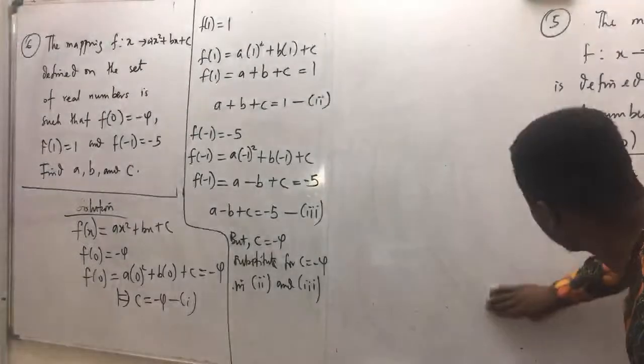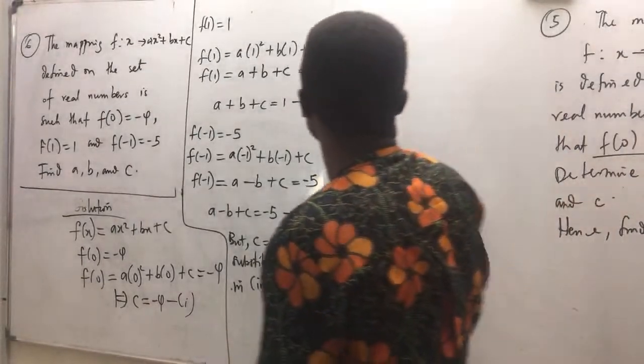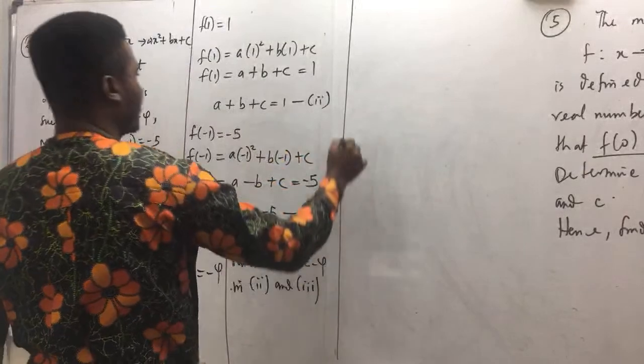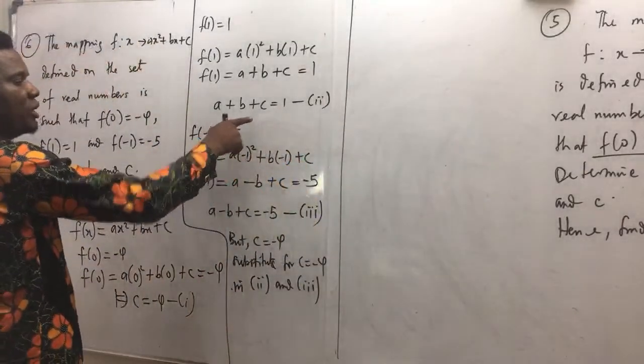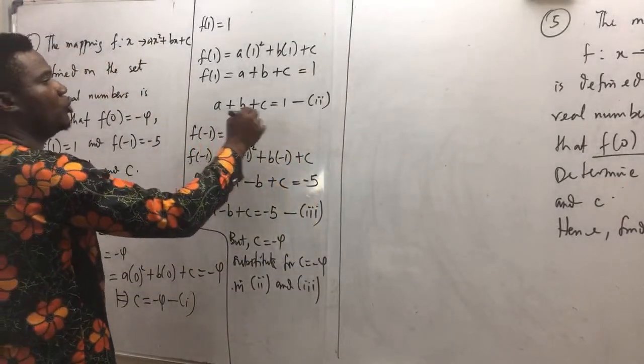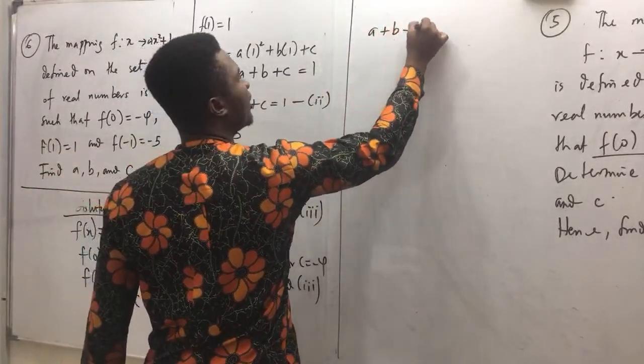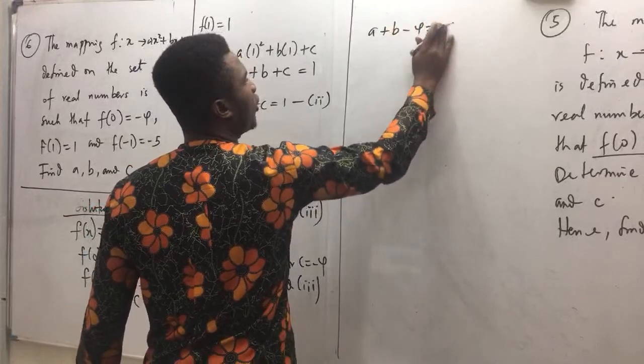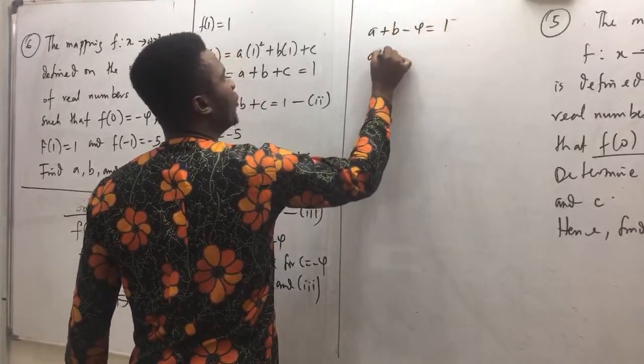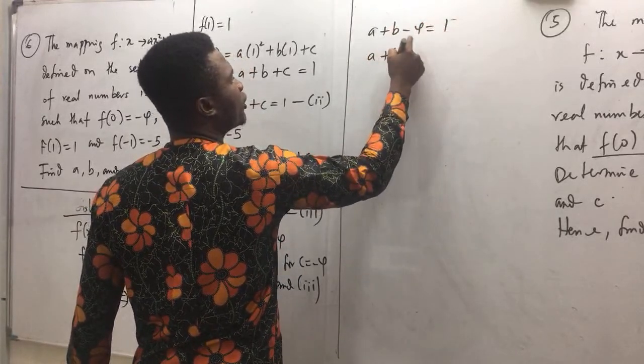So what would that be? That would mean having this. When you put c, which is minus 4, into equation 2, this equation will reduce to a plus b minus 4 equals 1. And that means we will end up having a new equation. 1 plus 4 will give us 5. So you will call this one equation 4. Okay? We are going to call that one equation 4. Are we good?